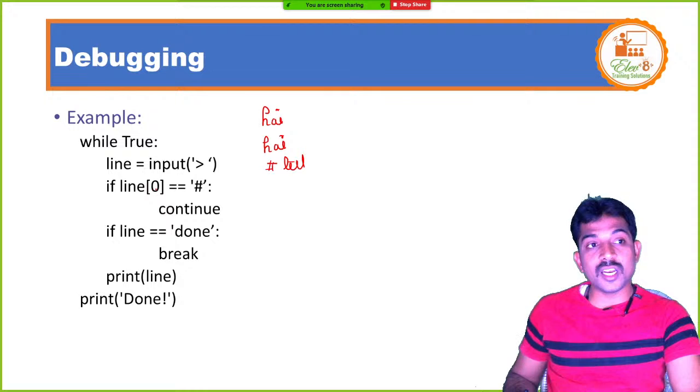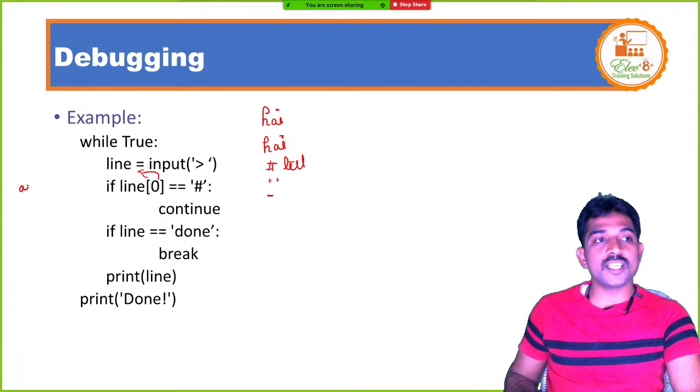But when it comes to line of 0, you entered empty space, right? Empty space means it contains null. That time it doesn't have a length. It doesn't have a length. Means the line of 0 gives an error: array out of bound exception.